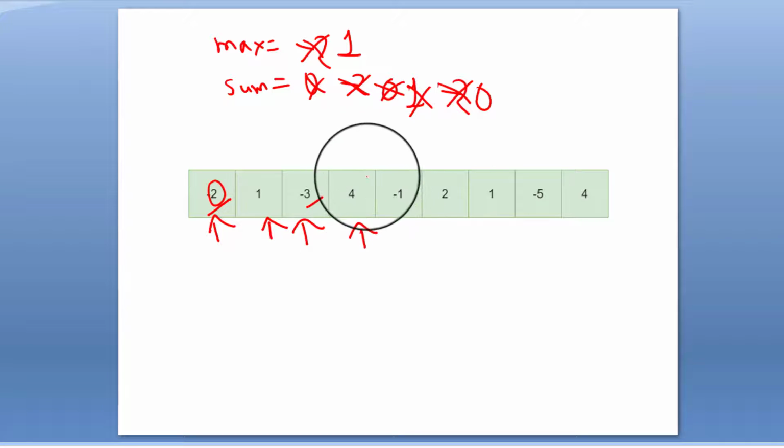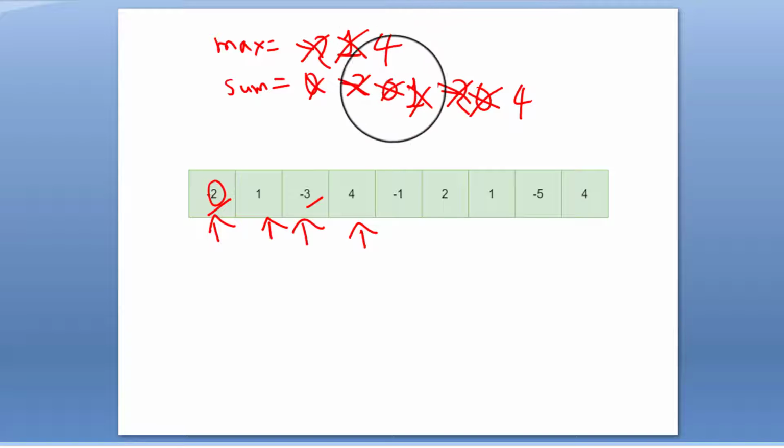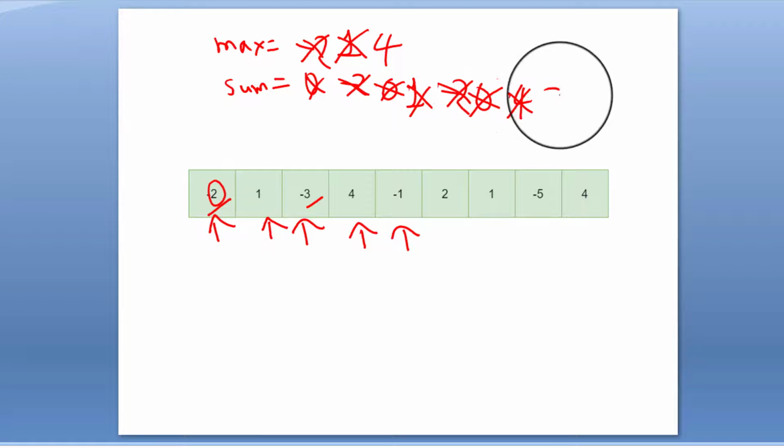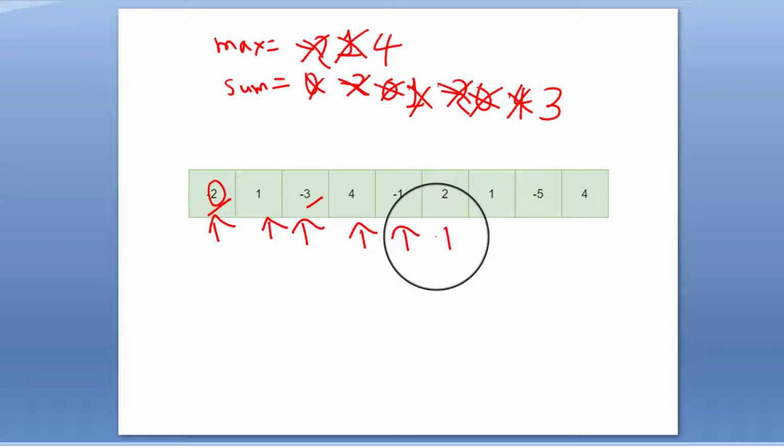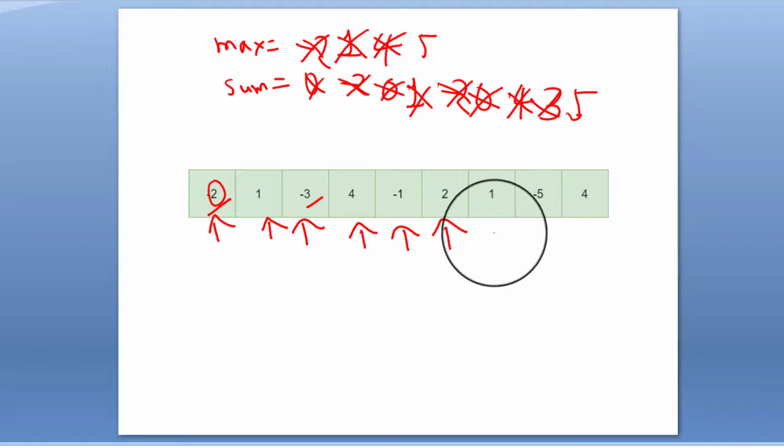Now we are here, and we add 4 to 0. It will be 4 in this instance, and we check if 4 is greater than max. Yes, it is, so we set max to 4, and we proceed. It is not less than 0, so we add -1 to 4, and we get 3, and we check if 3 is greater than 4. No, it's not. And is 3 less than 0? No, so we don't reset it. We add 2 to 3. It will be 5 now, and we check if 5 is greater than 4. Yes, it is. We set max to 5, and again we proceed.